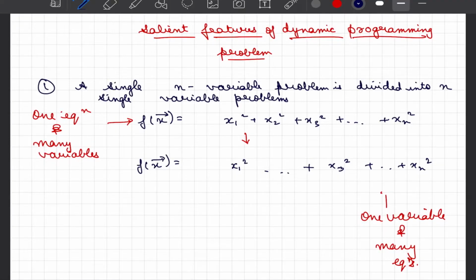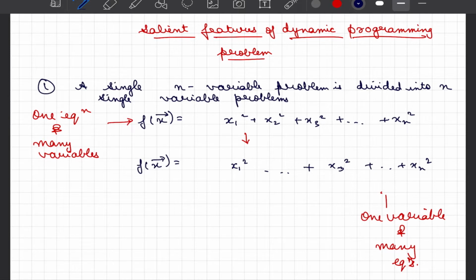Hello students, in this video we are going to quickly talk about some salient features of dynamic programming problem and then apply this dynamic programming problem to understand how we can use it to solve water allocation problem in reservoir. So what we have learned so far is that whenever we talk about dynamic programming, we want to express an n variable problem into n single variable problems.